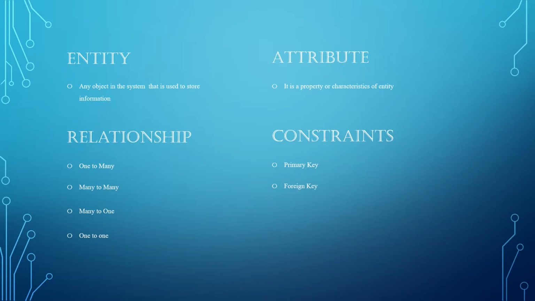For the relationship, also known as cardinality, that is the one to many, many to many, many to one, and one to one relation. And for the constraints, there's a primary key and foreign key. A primary key is a key in a relational database that is unique for each record, whereas a foreign key is a field in the table that is a primary key in another table.